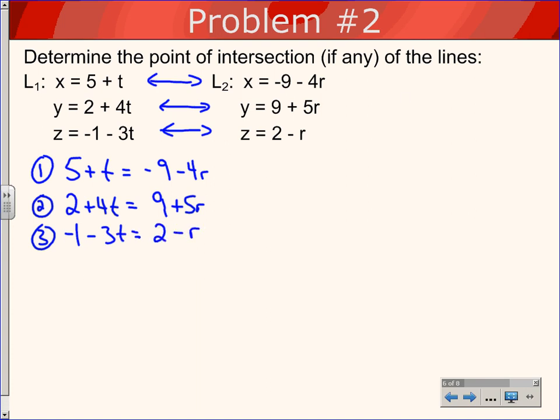Now we've done some neat stuff already. We started with 2 lines. We had variables x, y, and z, and t and r. So we started with 6 equations and 5 variables. And really just in one step, we've compressed that now to 3 equations and 2 variables. So we've simplified things a lot in a very quick time.